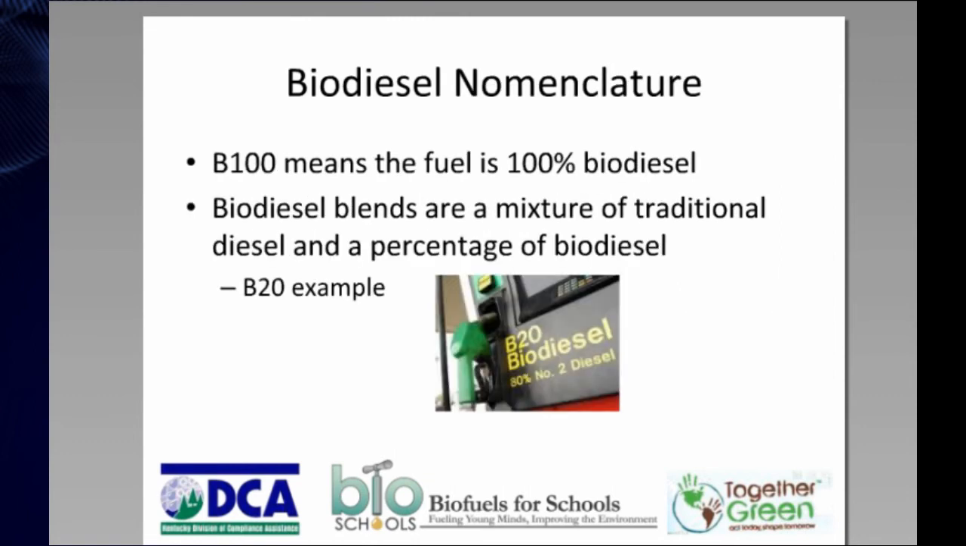It is important to be able to properly identify biodiesel at the fuel station. Pure biodiesel is 100% biodiesel and is identified by the symbol B100, where B stands for biodiesel and the 100 means 100%. Biodiesel blends are mixtures of both regular petroleum-based diesel and biodiesel. For example, B20 means that the fuel is a mixture of 80% traditional diesel and 20% pure biodiesel.